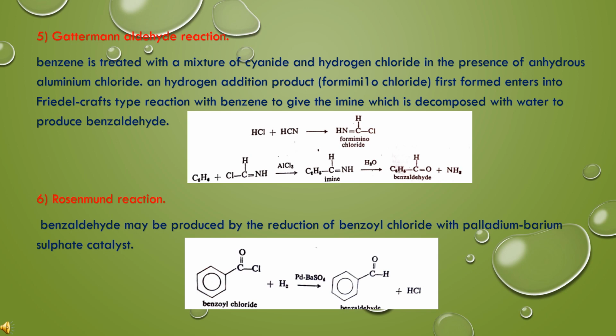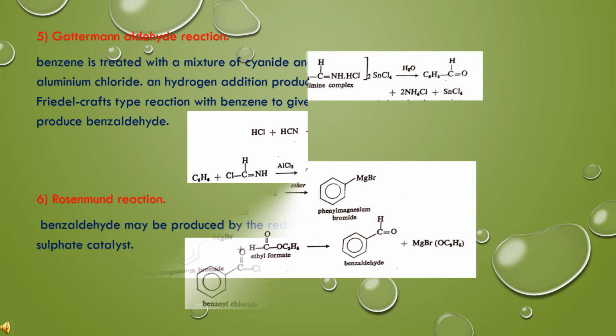Another naming reaction, the Rosenmund reaction. Here we take the starting material benzoyl chloride and reduce it using a palladium on barium sulfate catalyst. We get benzaldehyde. The Cl is removed as HCl. The remaining hydrogen is attached to that carbon atom. Then we get benzaldehyde.